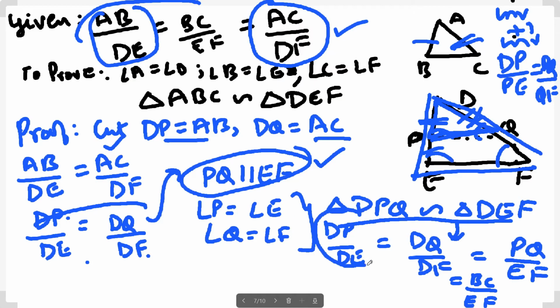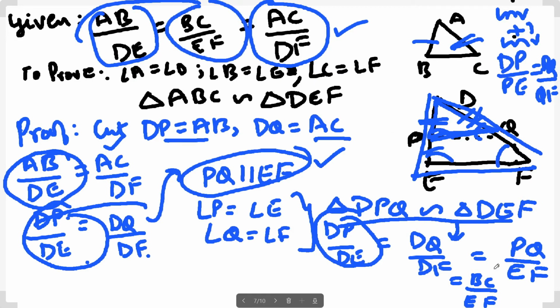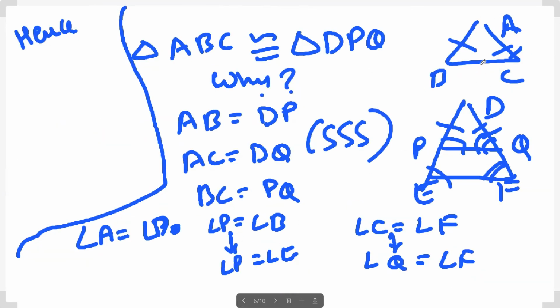But what is DP by DE? It is AB by DE, because DP is equal to AB. And what is AB by DE? It is BC by EF. So we write that here, BC by EF. Now if you look at this, the denominator is the same. So what does it prove? It proves that BC is equal to PQ.